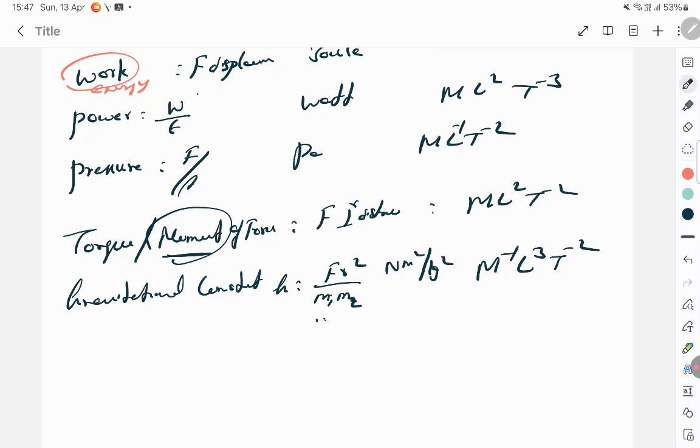Now I also taught you what is impulse. When a cricketer catches the ball, impulse is the product of force into time. So its unit is Newton second. When it comes to the dimensional formula, it's M L T to the power minus 2 into T, which is M L T to the power minus 1. So thus you get it as M L T to the power minus 1.